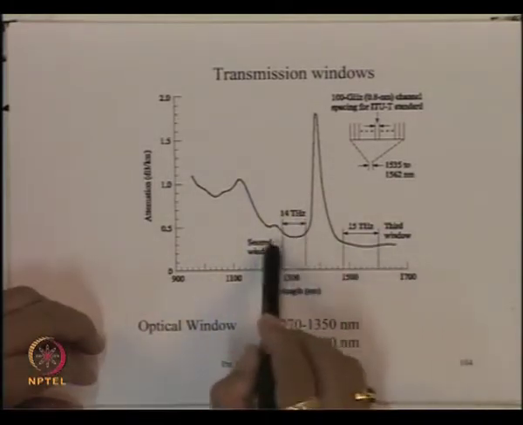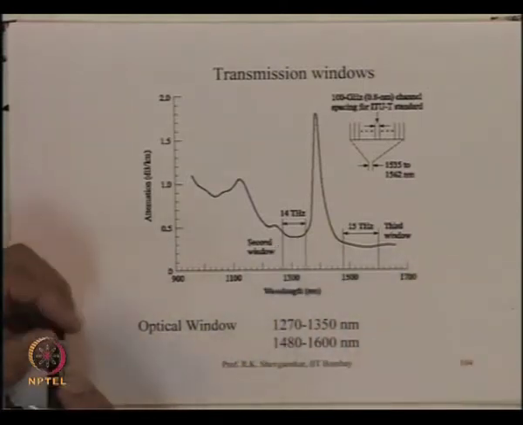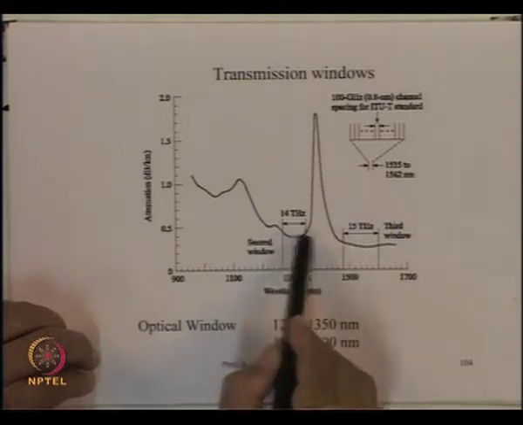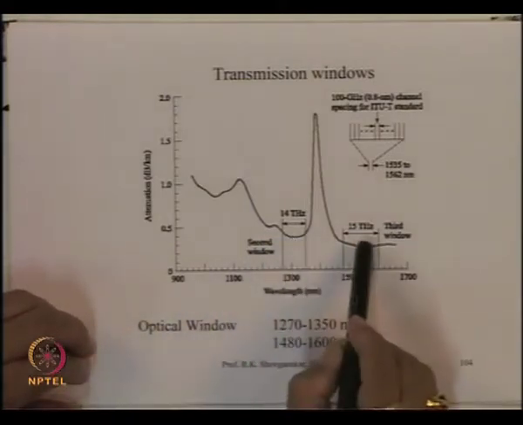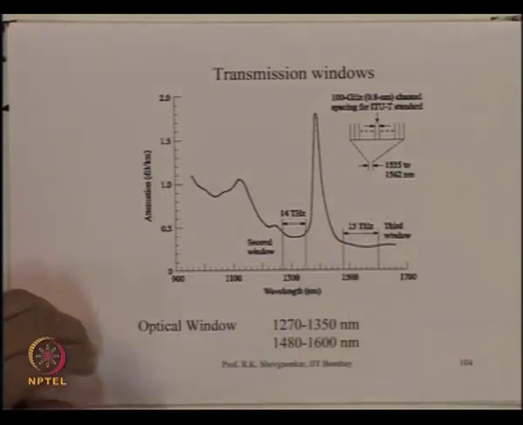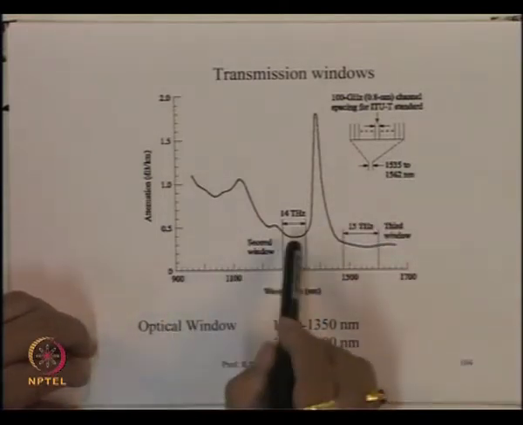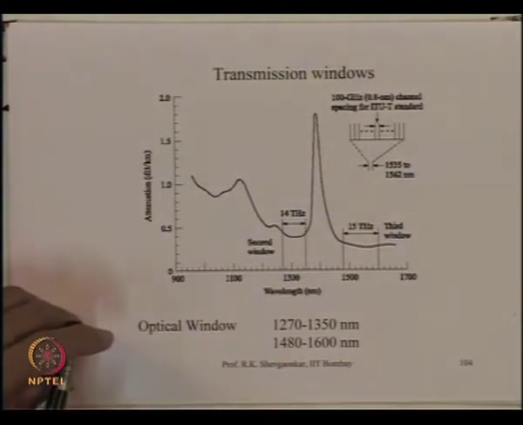Later on, as the system lengths became longer and longer, even this difference in these two losses was significant, and then the window was shifted to 1550 nanometer. So this is the third generation system. This was the second generation system.